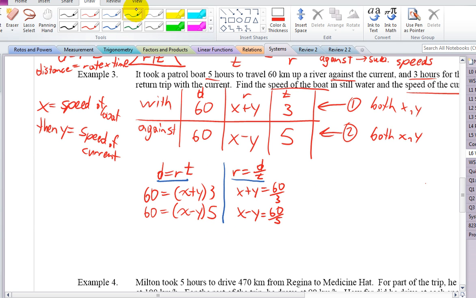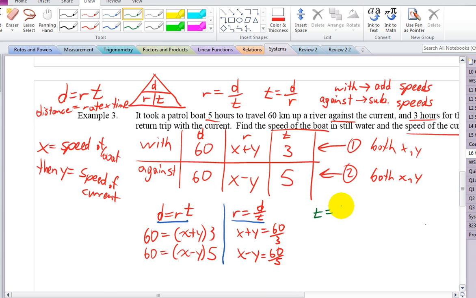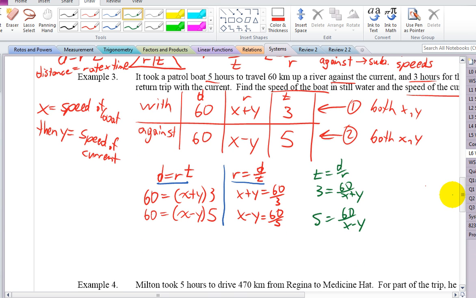Now don't write this next one down. Okay, this next one, we could say time equals distance divided by rate. So time would be 3 equals 60 divided by (X plus Y). And 5 equals 60 divided by (X minus Y). Those are really, really hard for you to do because we haven't really done a lot of those. So I wouldn't recommend that. Now, in other questions, it might work out easier. It depends where X and Y are located. For us, I wouldn't use it for this question.